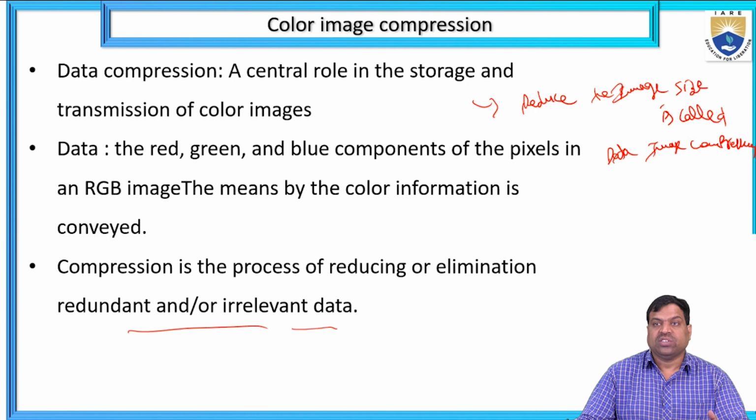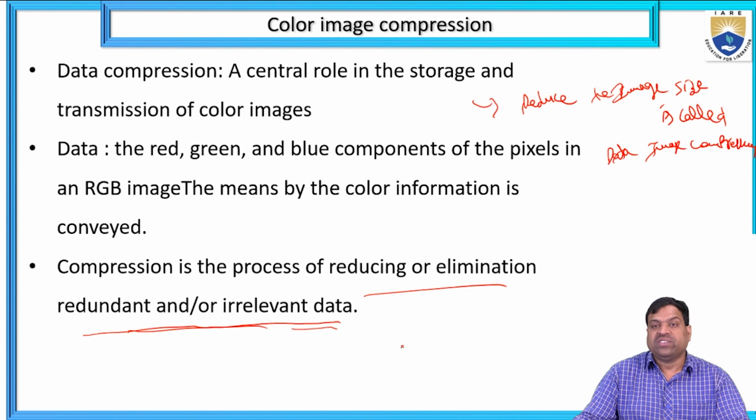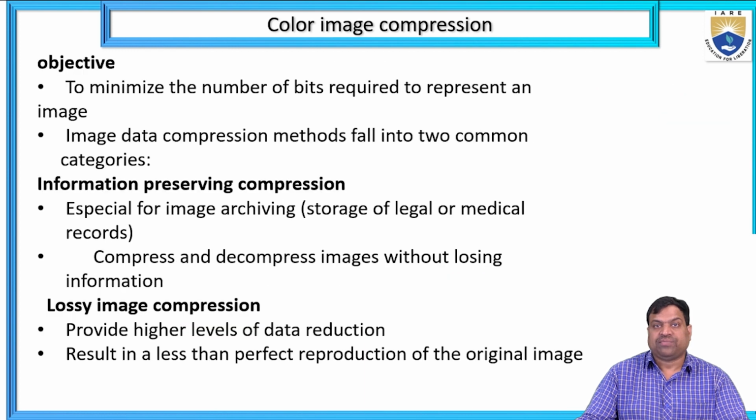What does data mean? The pixel intensities. What we call pixel intensities in our digital system is nothing but data. If we are changing the pixels, we are changing the data values. If we are removing pixels, data is removed. Compression means we are reducing the original image, compressing the image. It is reducing or eliminating redundant, irrelevant, or unnecessary data. Removing or eliminating the irrelevant or unnecessary data from the original is called the compression of the data.